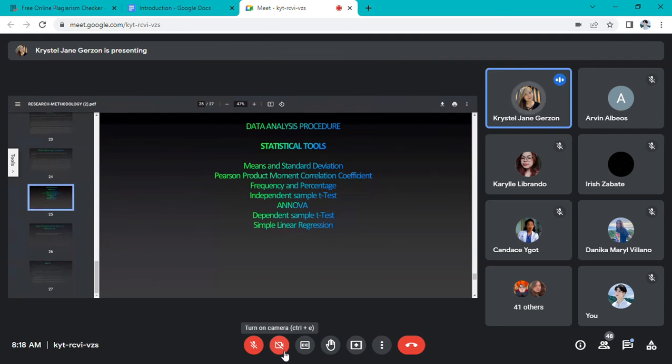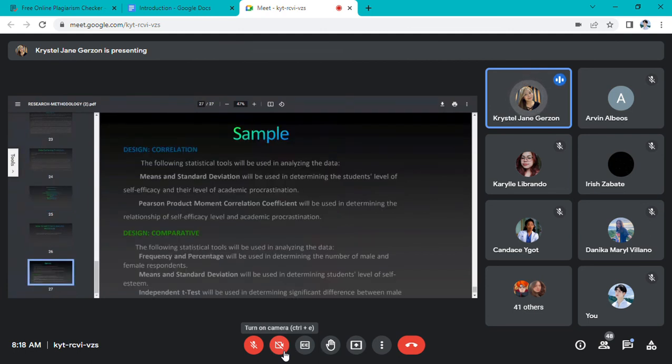And then there's one, Spearman-Rho. Anyway, I just did not mention it here, guys. Anyway, these are the most commonly used statistical tools. So basically, this is what you will be doing, guys.